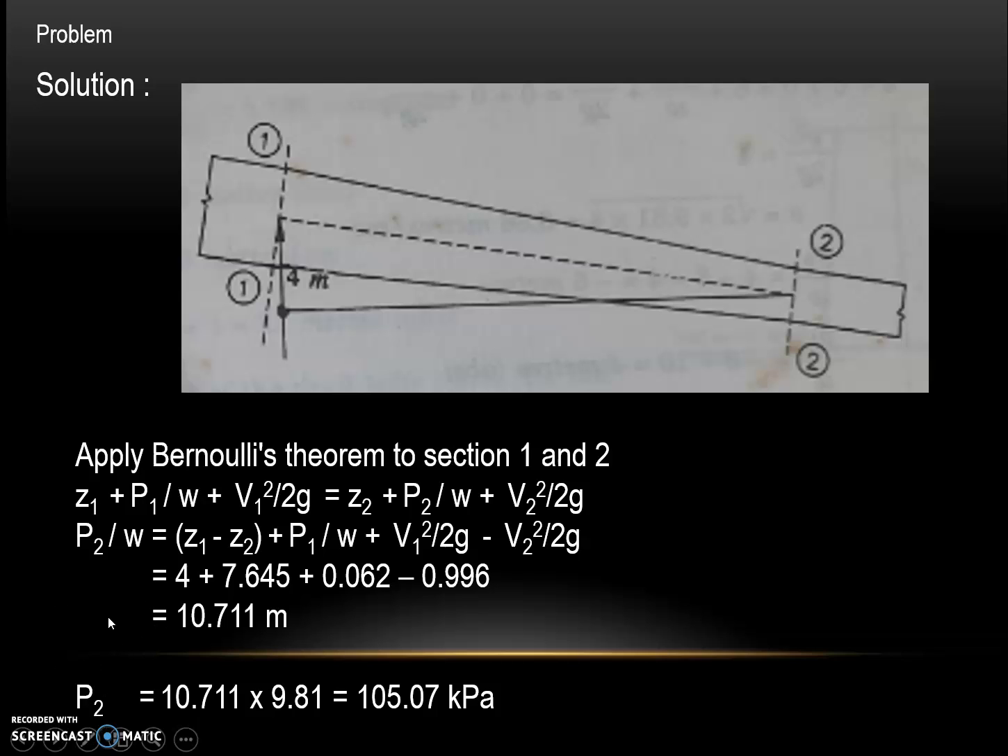This is the pressure head, and if you want to find out pressure P2, we need to multiply by W to 10.711. So 10.711 into W, that is 9.81, will give us the value of pressure at section 2 as 105.07 kPa. Thank you.